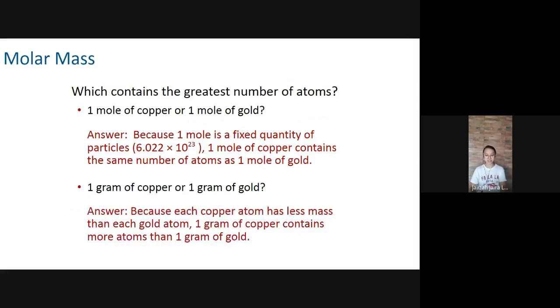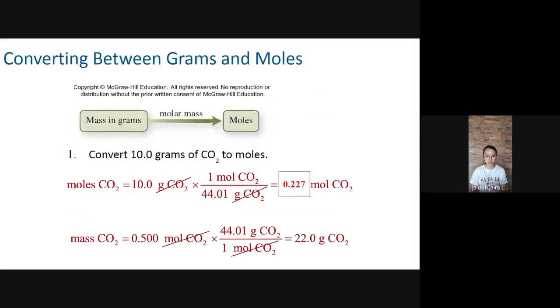The actual answer is that with relation to mass, if we actually compute for the number of atoms, copper will end up having more atoms because of the lesser molar mass that it has. So we can actually use the mole concept to convert grams to moles and vice versa. So here we're going to have a short exercise on how to convert 10 grams of carbon dioxide to moles. So again, you're looking for the number of moles.